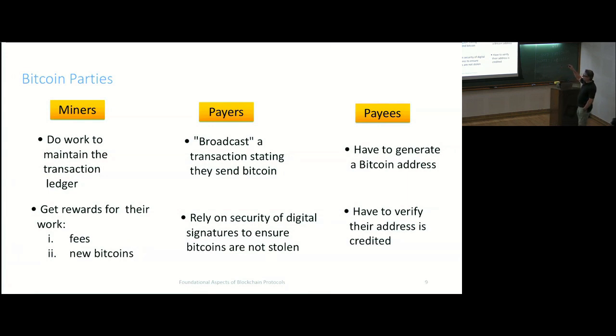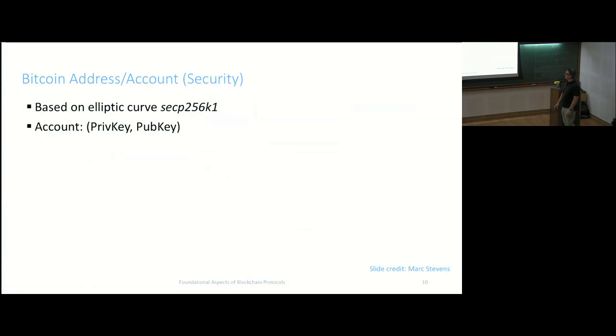The payers broadcast, in quotes, and that will become clear later, saying that there's a transaction going on, I'm going to send Bitcoin. For the receiver, he has to generate an account, a Bitcoin address, all right? And then you have to verify that this address is credited, and this you can do on the blockchain because it's open. And the security relies on digital signatures, which we'll see next.